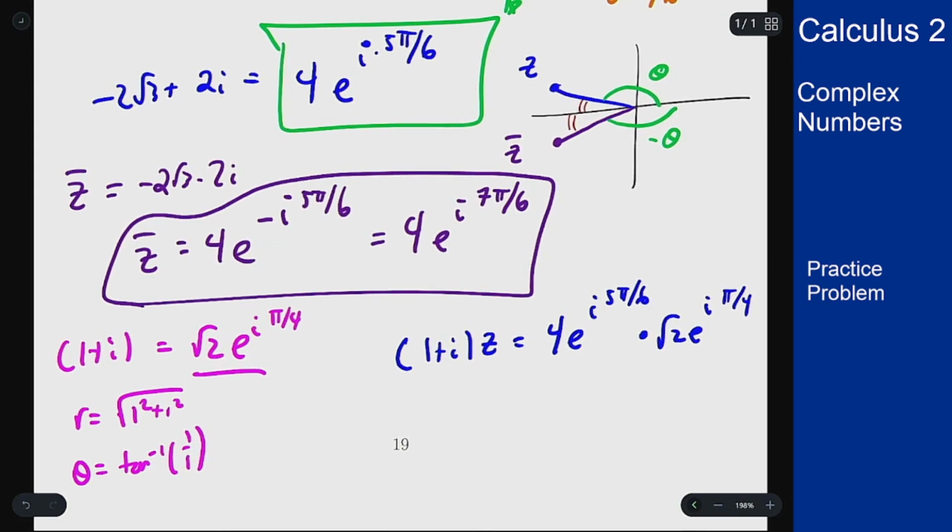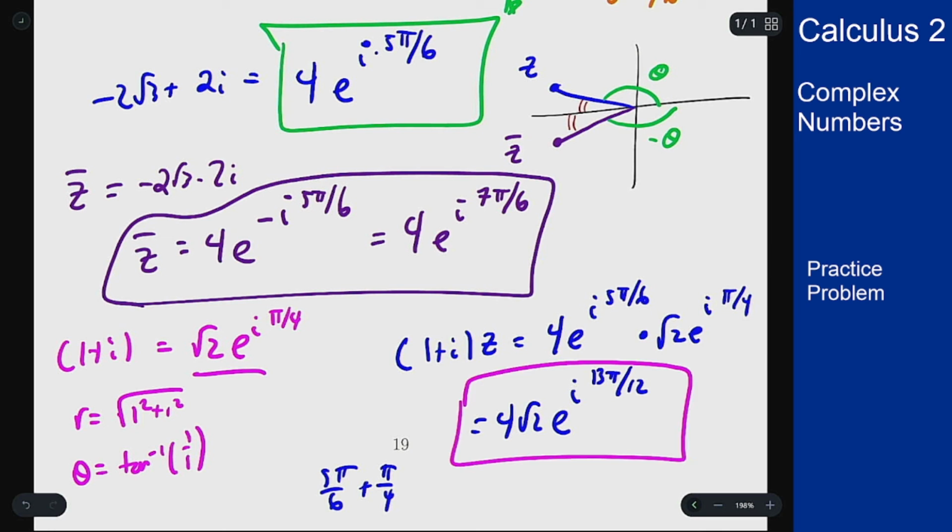And with this, I can just multiply the r values, so I get 4 root 2 in front, and add the angles. Now 5 pi over 6 plus pi over 4, this is 10 pi over 12 plus 3 pi over 12, gets me e to the i times 13 pi over 12. And that would be the product there.